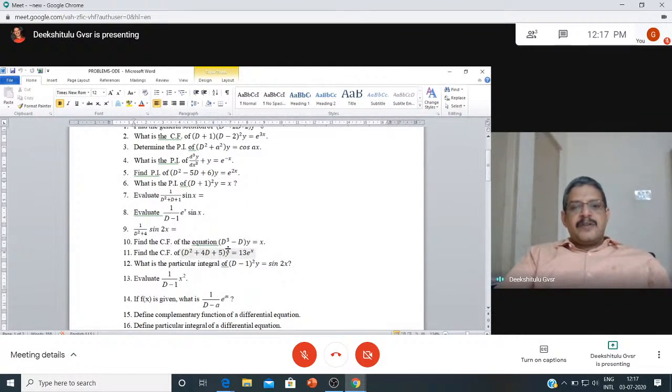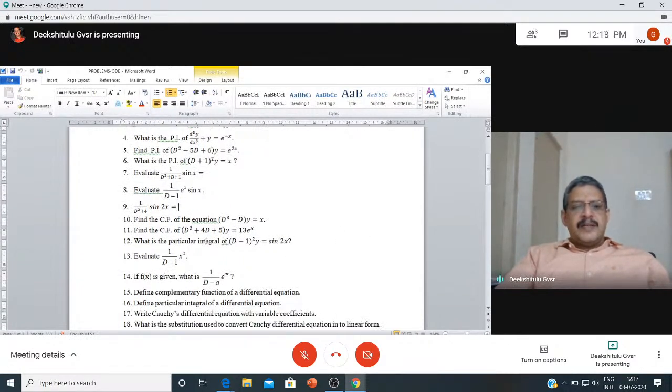Find the complementary function of the equation (D cube minus D) y equal to x. The auxiliary equation is m cube minus m is equal to 0, or m into (m square minus 1) is equal to 0, so m is equal to 0 and plus or minus 1 are the roots. So the complementary function is c1 plus c2 e power x plus c3 e power minus x. Find the complementary function of D square plus 4D plus 5 is equal to 30. When the complementary function is asked, we need not worry about what is there on the right hand side. It is immaterial because the complementary function is the solution of the homogeneous equation. So get the roots of this. You will get complex roots here.